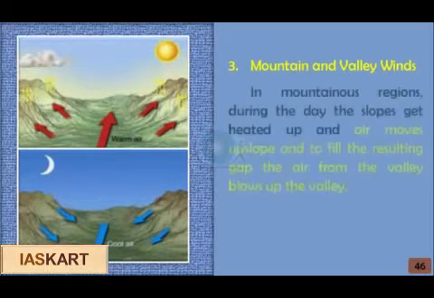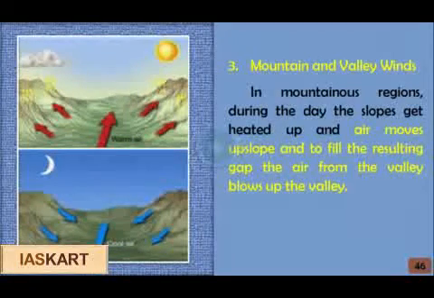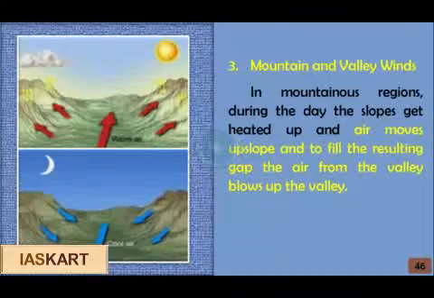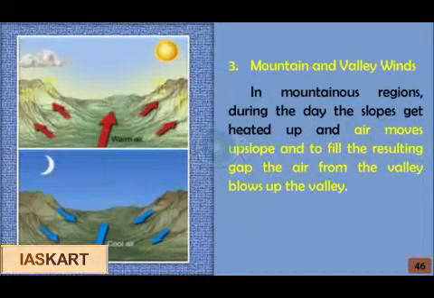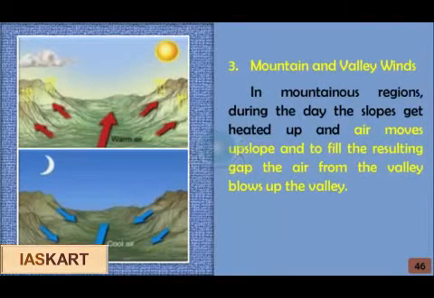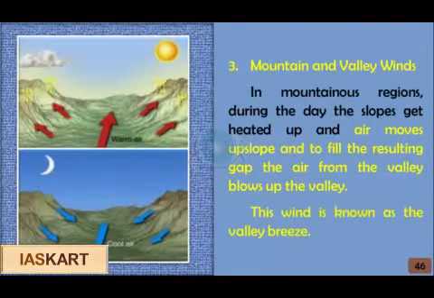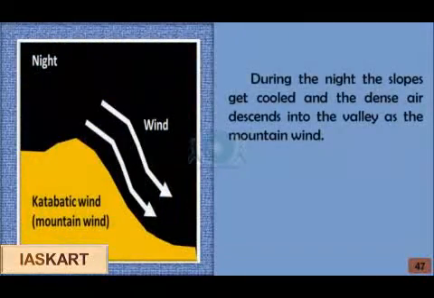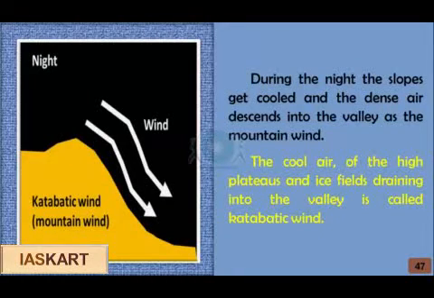Mountain and valley winds. In the mountainous regions during the day, the slopes get heated up and air moves upslope, and to fill the resulting gap, the air from the valley blows up the valley. This wind is known as the valley breeze. During the night, the slopes get cooled and the dense air descends into the valley as the mountain wind. The cool air of the high plateaus and ice fields draining into the valley is called katabatic wind.